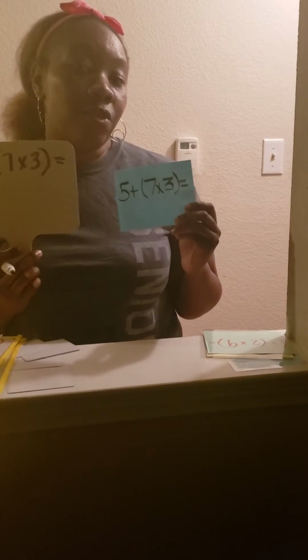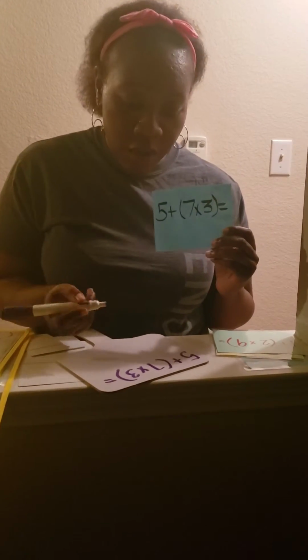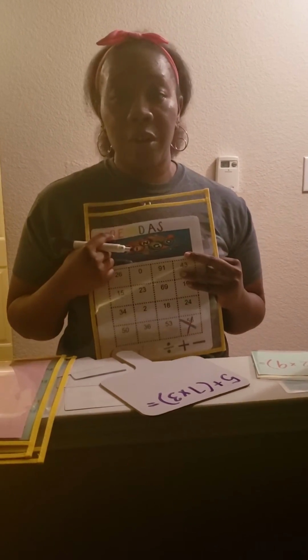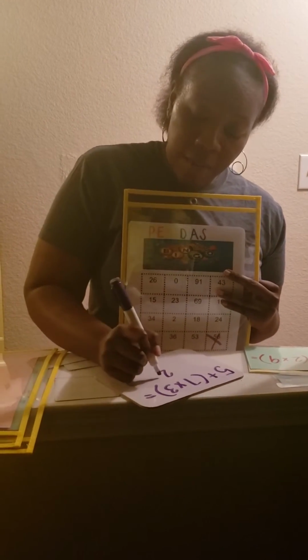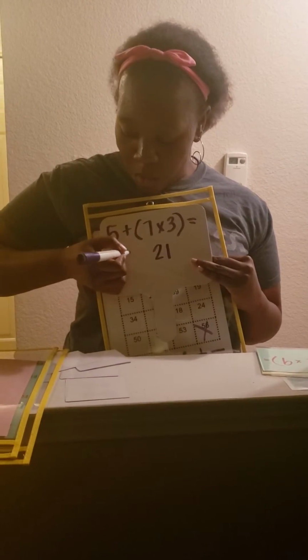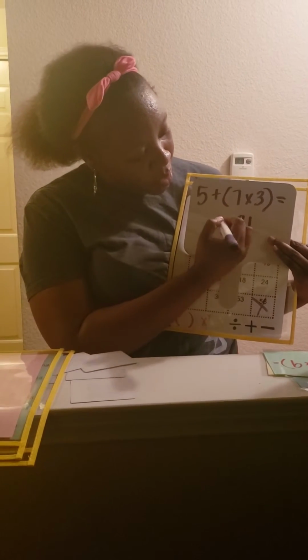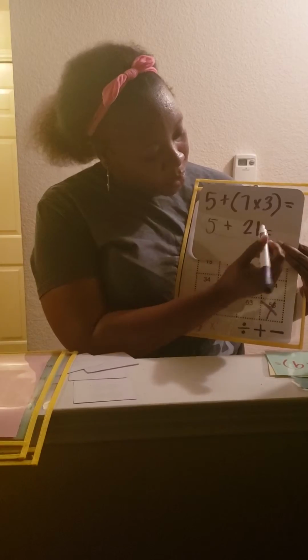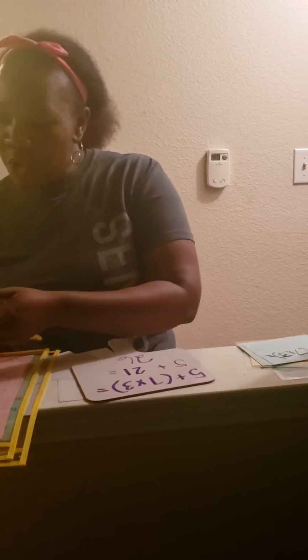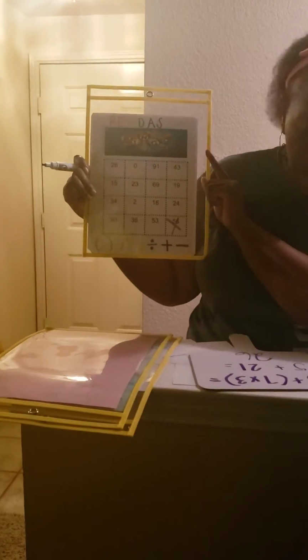After the players have written down the equation, they can start solving it. Remember, if we're doing PEMDAS and order of operations, the P comes first and stands for parentheses. In our equation, we have parentheses 7 times 3. So we start with 7 times 3, which is 21. And remember, we just drag everything else down. So we have 5 plus 21 equals 26.